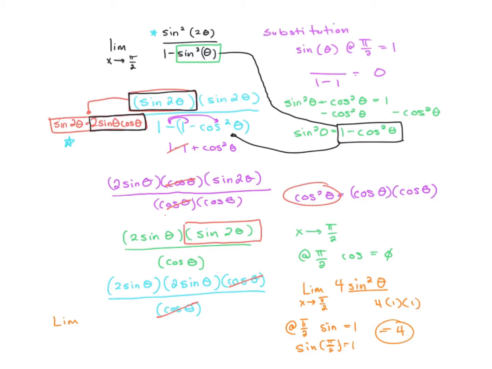Some put the 4 as a coefficient of the limit, but just for focusing on finding another limit purposes, we factor out this 2 sine theta, which becomes 4 sine theta squared, and as x approaches pi over 2, it results in a 4 sine squared theta, in which sine theta at pi over 2 is 1, and you end up again with that 1 over 1.